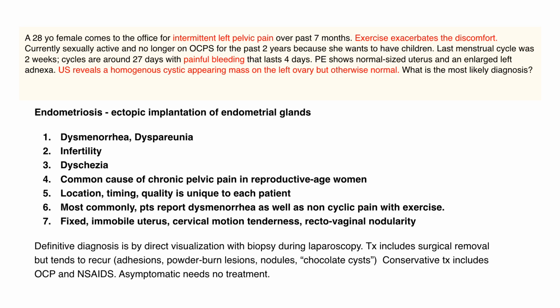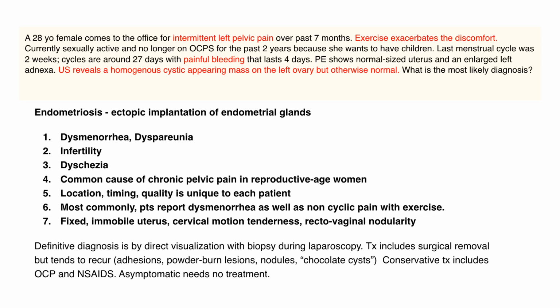Physical exam shows normal uterus and an enlarged left adnexa. Ultrasound reveals a homogeneous cystic appearance of the mass on the left ovary, but otherwise is normal. What is the most likely diagnosis? The fact that this patient has painful bleeding versus more bleeding indicates this patient has endometriosis.